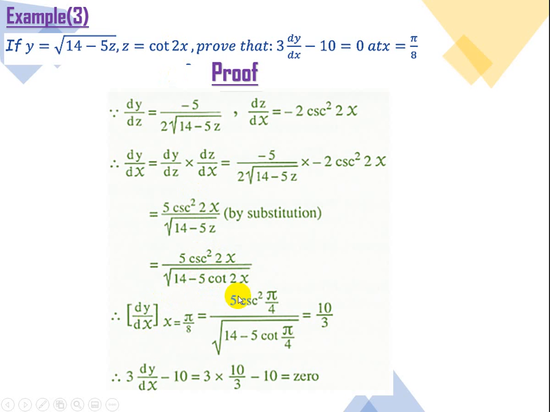And then the first derivative at x equals pi over 8. Pi over 8 in radians is equivalent to 180 over 8 in degrees. So it will be 5 cosec squared pi over 4 over root 14 minus 5 cot pi over 4, which is 45 degrees. So the answer is 10 over 3. Substituting in the required expression, 3 times 10 over 3 minus 10 is 0.